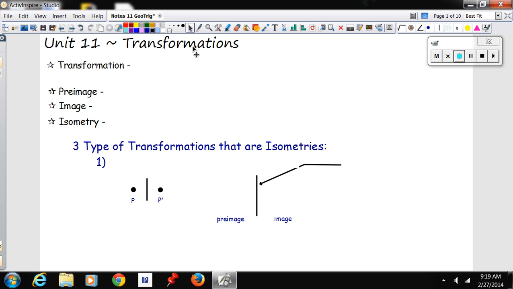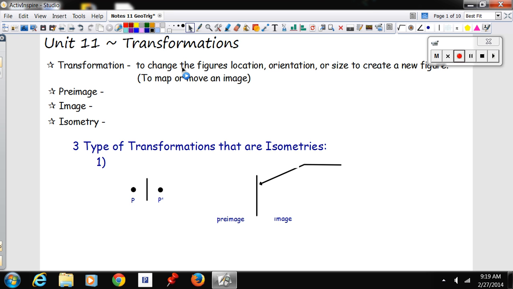Transformers, the movie, right? It changes into something else. Okay, the car changes to a robot, or the robot changes to a car, or a truck, or whatever it is. Well, that's what we're going to be talking about here. Transformation is a change of something. So here's the actual definition that we get.